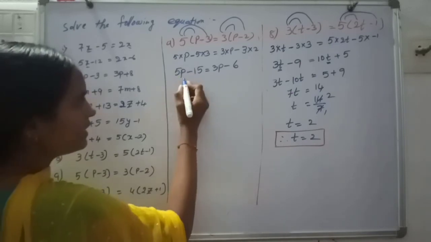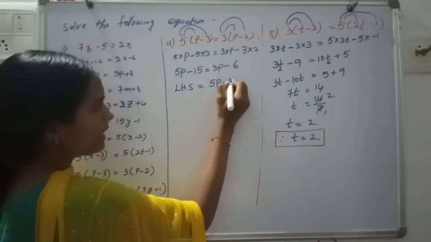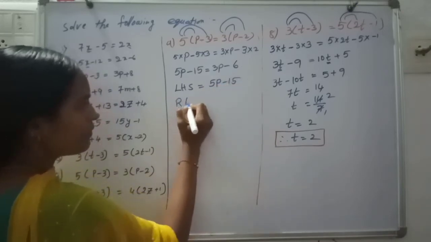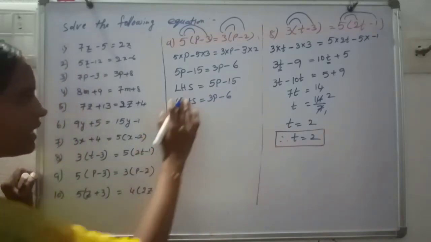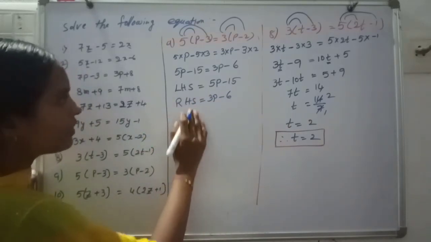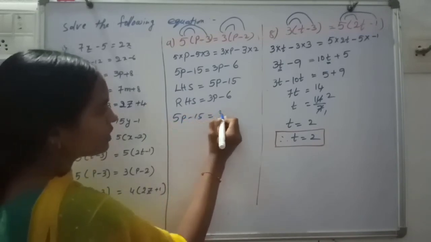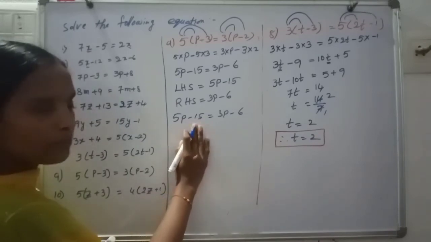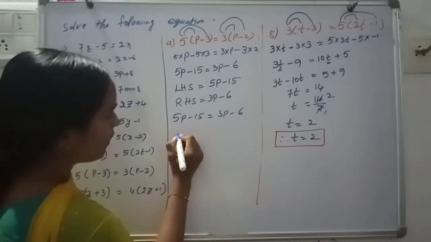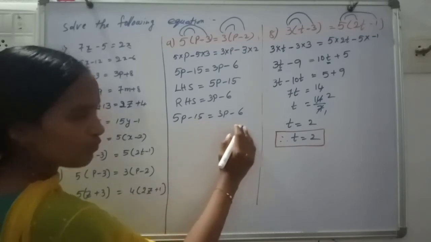Now the LHS value is 5p minus 15 and the RHS value is 3p minus 6. After that, given that 5p minus 15 equal to 3p minus 6, it is a simple equation. Now write the p terms on one side and the constants on the other side.